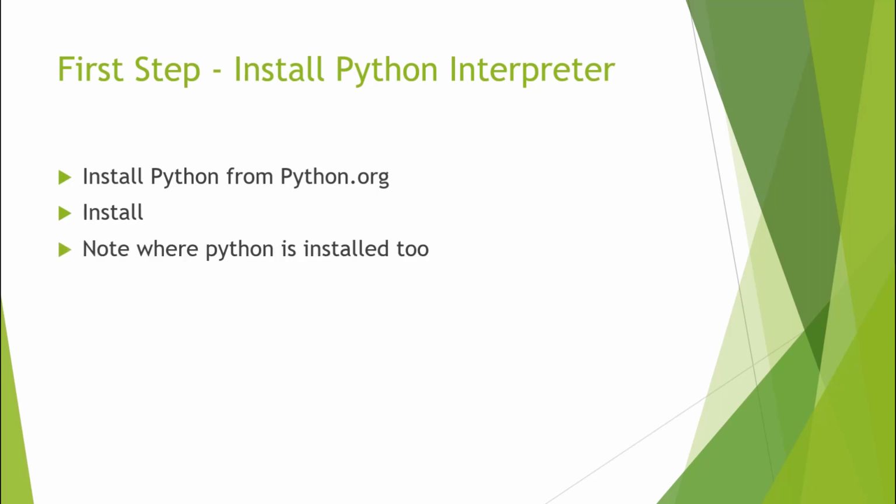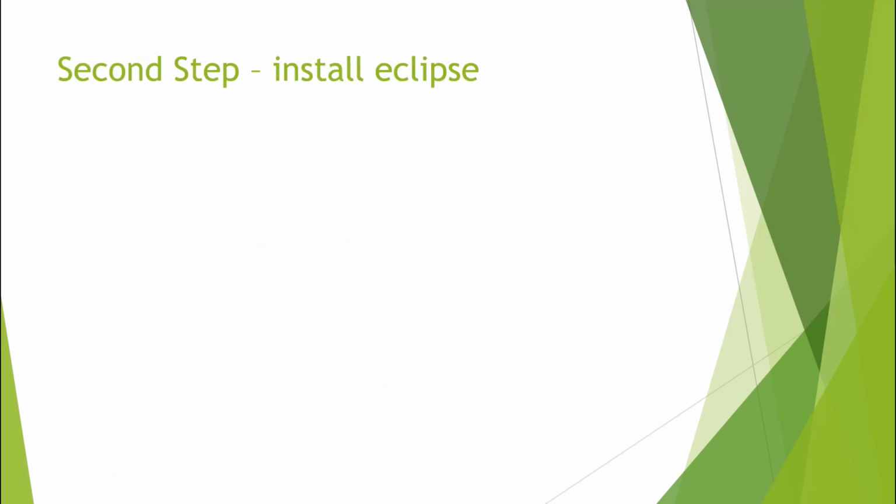Now it is important to note where it's installed to. As you're installing it, make note of where it is installed, because when we're installing Eclipse, Eclipse needs to know where Python is installed to. Now it usually is able to find it itself, well, semi-automatically. However, there are occasions when it's not able to find it. If you don't know where Python is installed to, then how are you going to fix Eclipse? Which brings us to our second step.